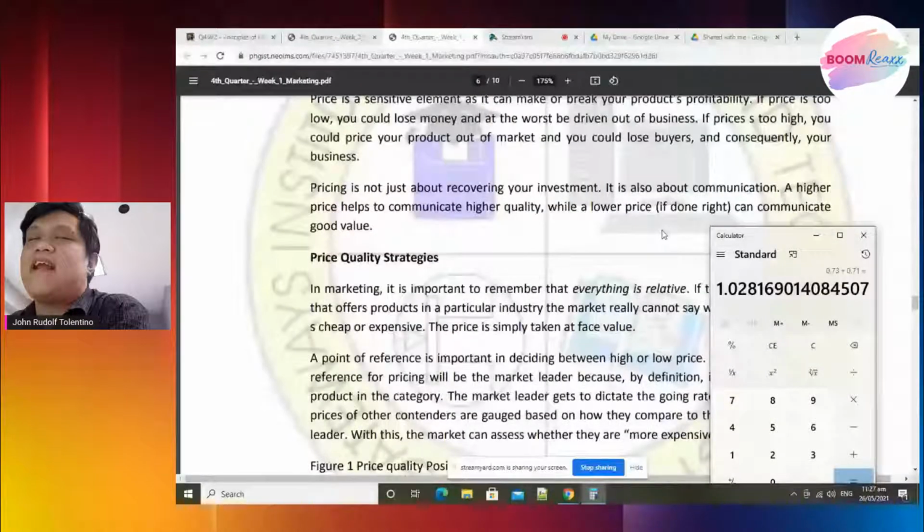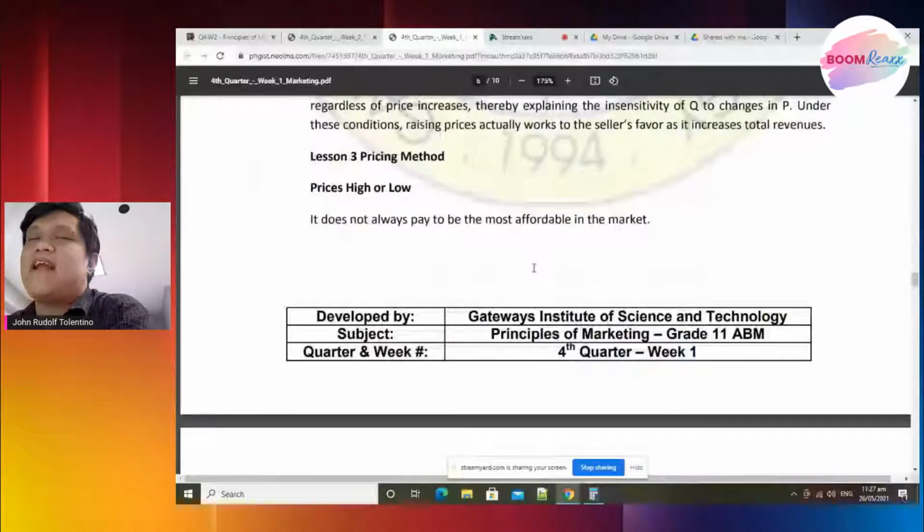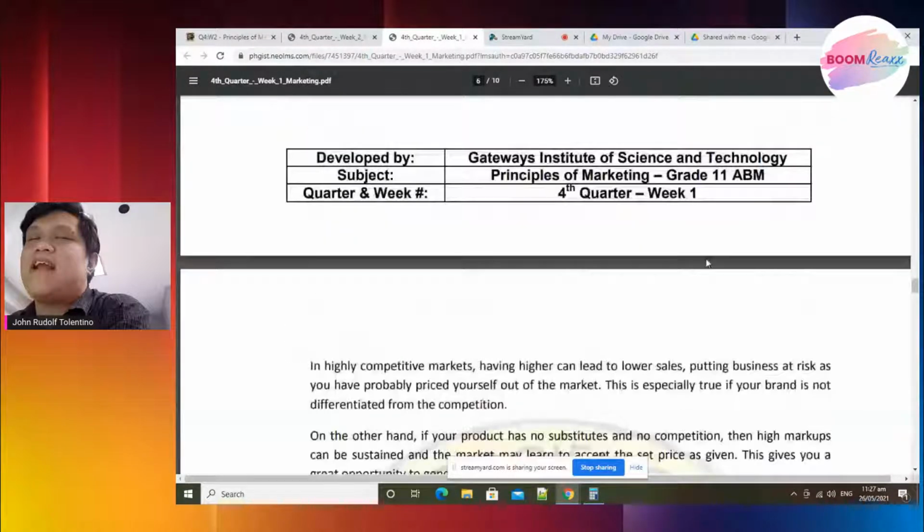Okay, so next natin, we will go with the pricing method. The price, high or low. It does not always pay to be the most affordable in the market. Kasi nga, nasa market tayo. Pag nasa market tayo, hindi naman ganun na po-purchase yung mga product natin agad-agad. Kasi nga, alam nila na mga consumer na mahal. Diba? So may mga factor yan, so the high and the low.